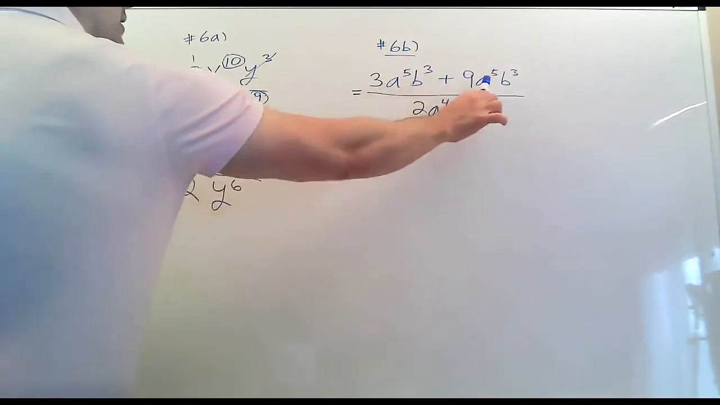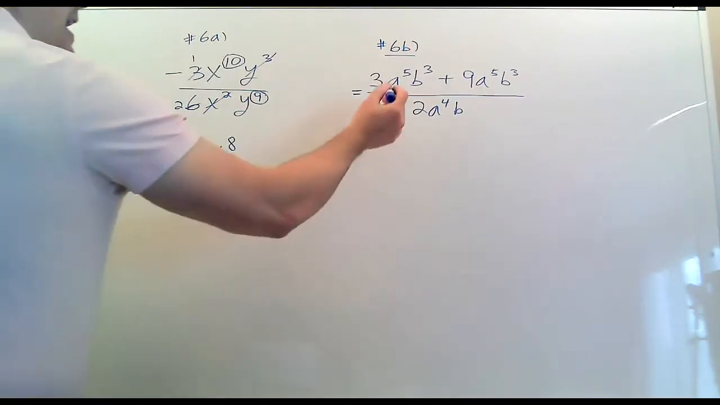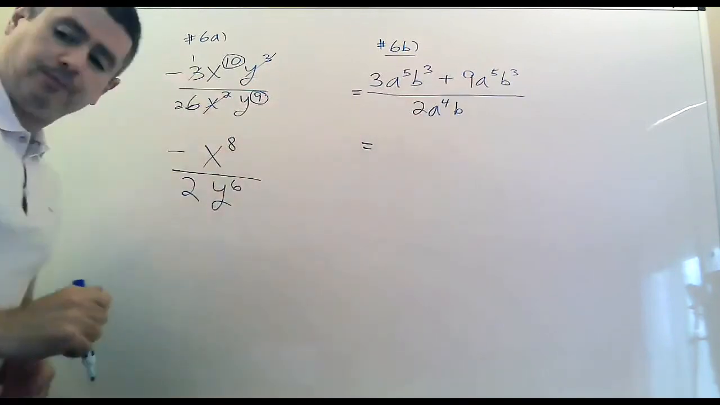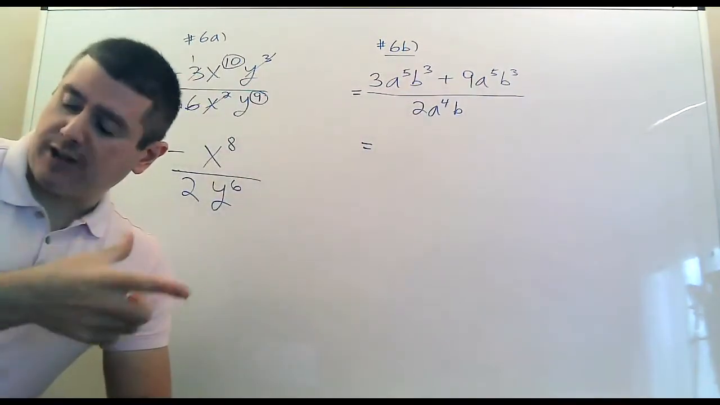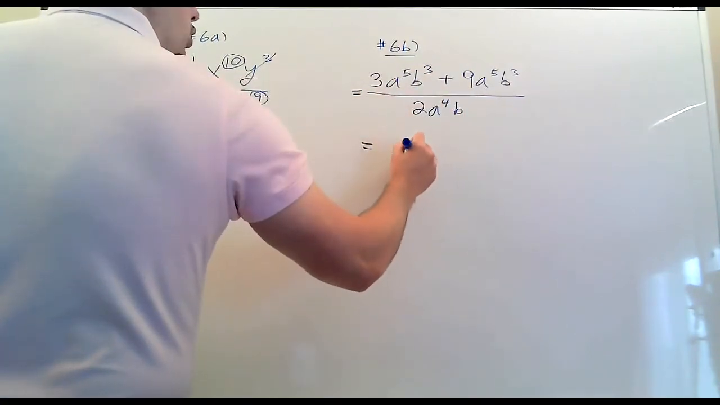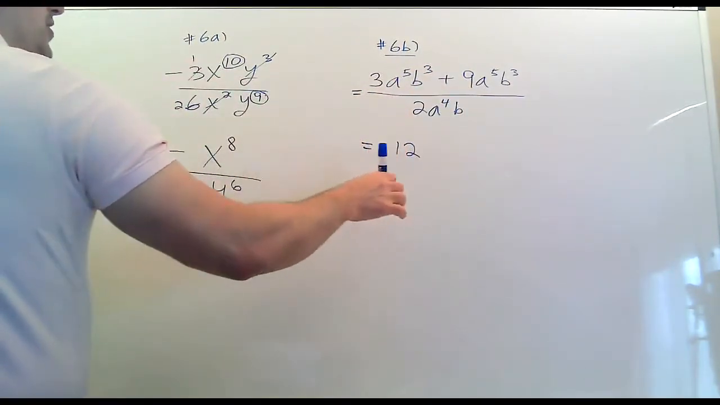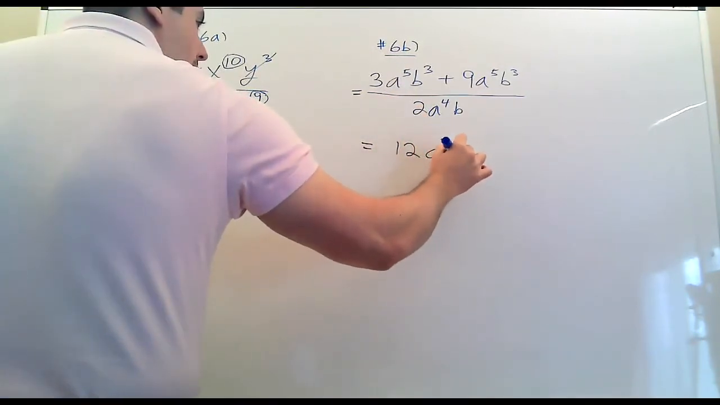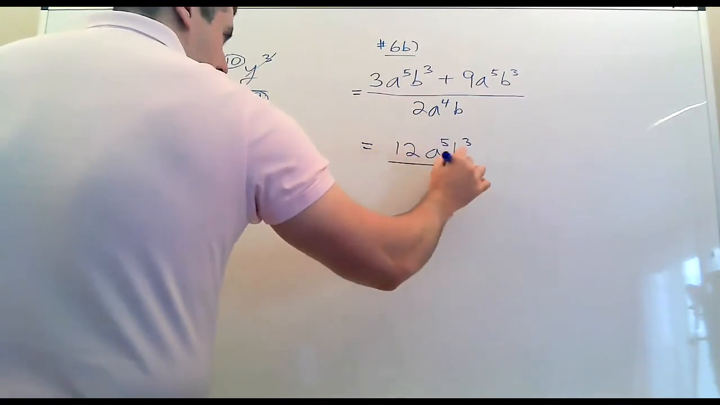So look at the top of that fraction. I have a^5 b^3. I have 3 of them and 9 more. They're identical. As long as the letters and the powers are the same, you can combine them into 1. So I will. 3 and 9 make 12. 12 what? Now here's where the huge mistake could happen. You cannot change the powers when you add and subtract.